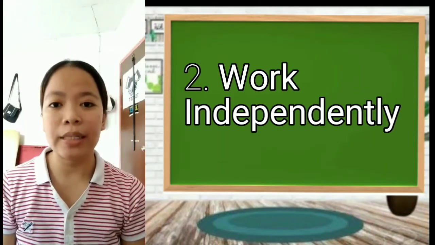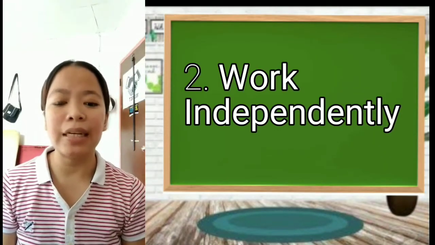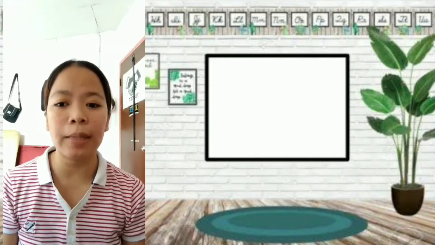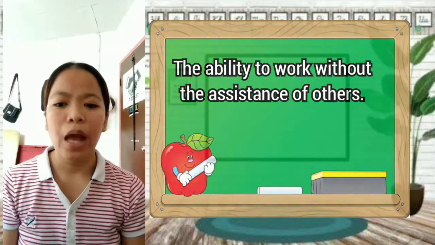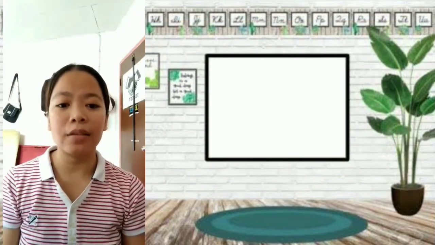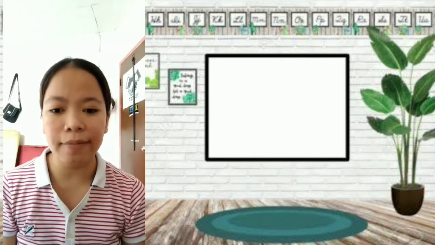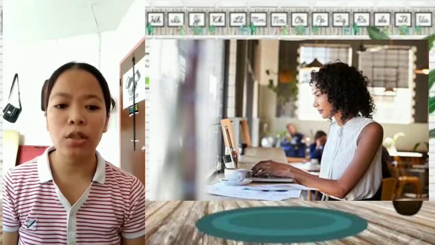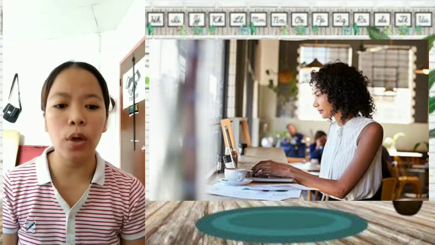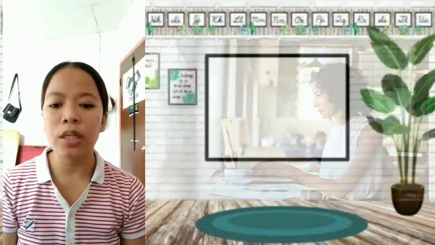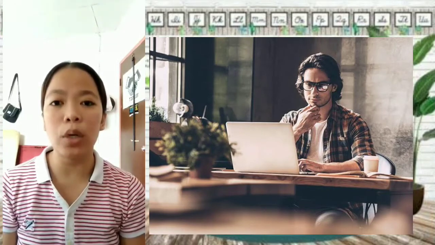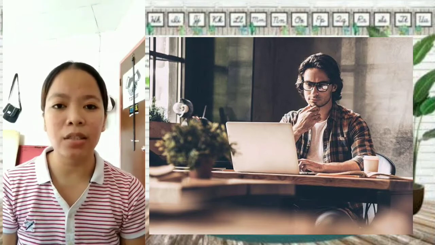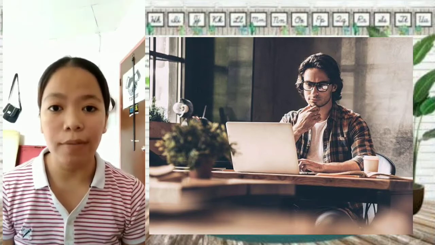Second one is work independently. Exercising initiative and self-direction implies the ability to work without the assistance of others. While working with other people and in teams is also important in life and at work, there are occasions when you will need to be confident in working independently and in no need of someone else's help. This also means being able to monitor, define, prioritize, and complete tasks without direct oversight.